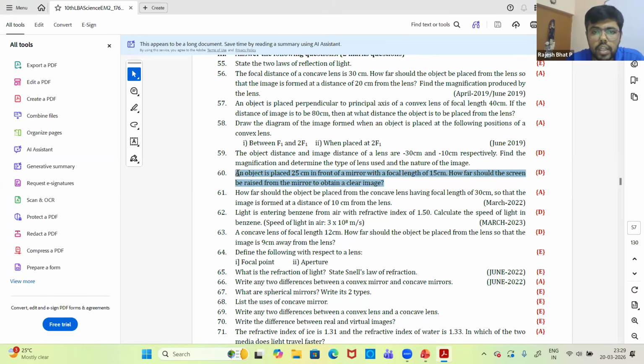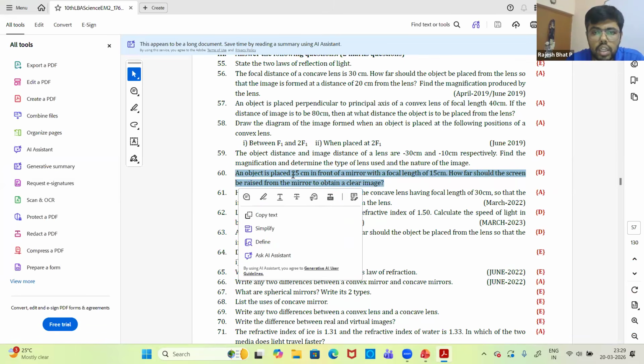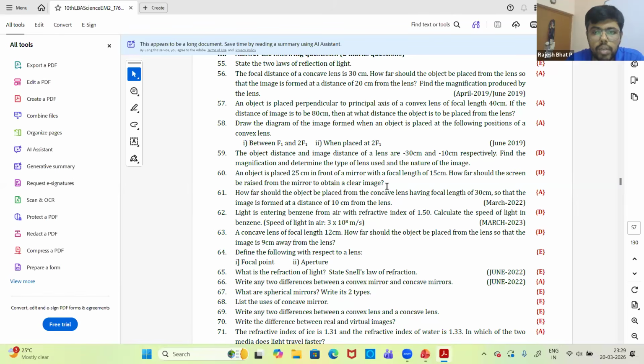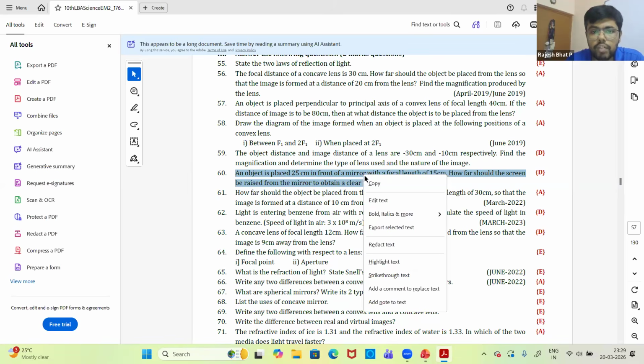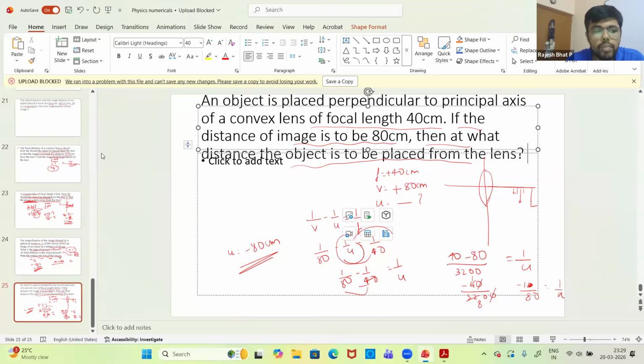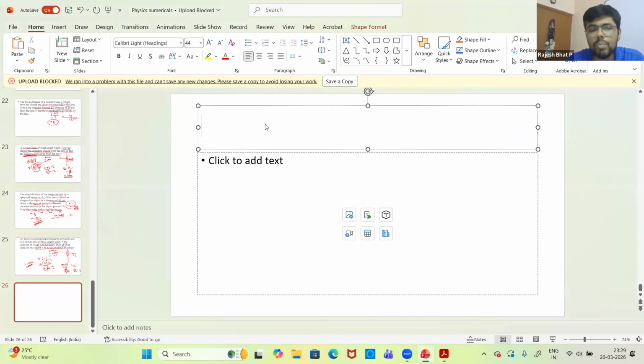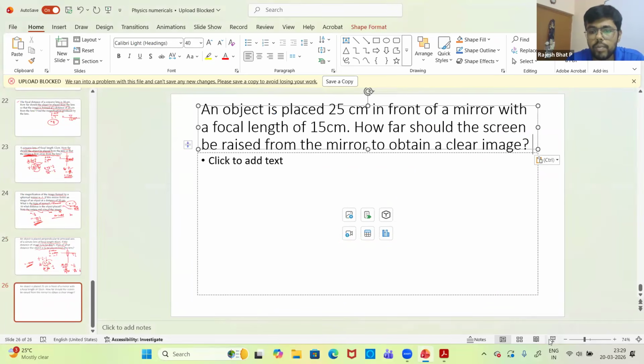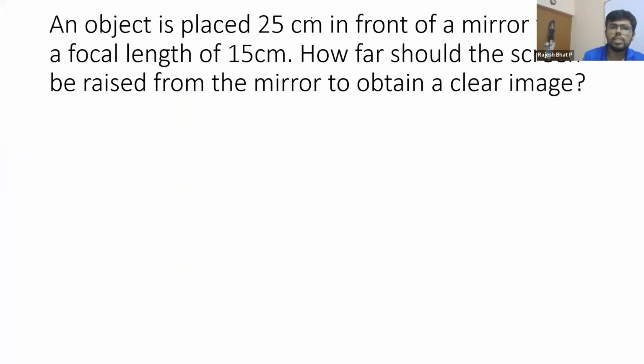I found a mirror problem, but the problem has a mistake, don't worry. They have not mentioned which mirror. If you don't mention which mirror, it is very difficult to solve the problem. They have to mention it. So now, the object is placed in front of a mirror. Let us take it as a concave mirror. An object is placed at 25 centimeter. Focal length is 15 centimeter.